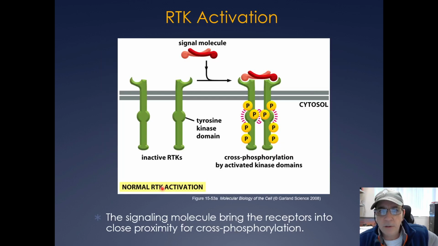But here's how RTK activation works, the receptor tyrosine kinases. You have your inactive RTKs with a tyrosine kinase domain, and then you'll get a signal molecule, and that can actually bring them together, and then they end up cross-phosphorylating each other in a transphosphorylation reaction. So the signaling molecule brings them in close proximity so that they can then cross-phosphorylate.